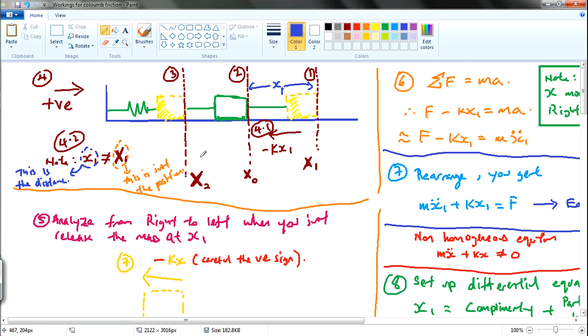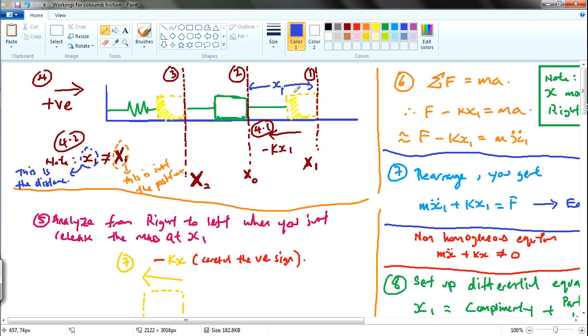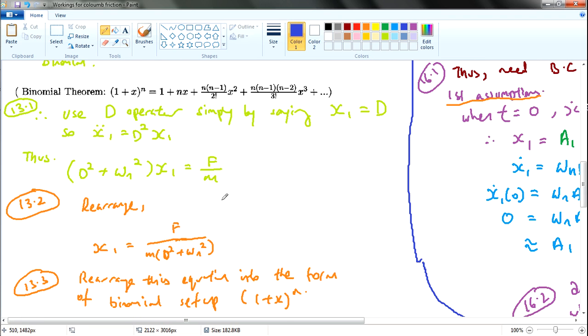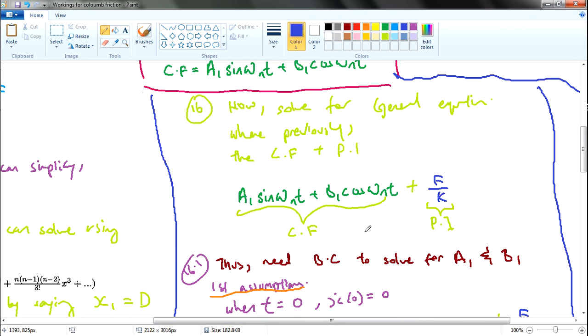So I hope I made this clear. This is the distance, this is the position. Whatever I'm talking about with the x1 here is actually the distance. To make this very clear, I'm talking about the distance moved. So with this said, let's continue with the differential equation.